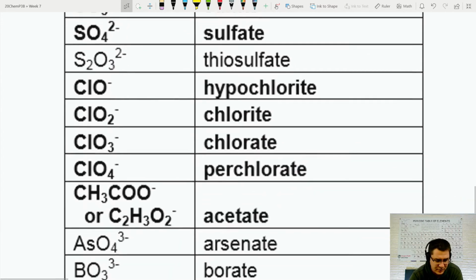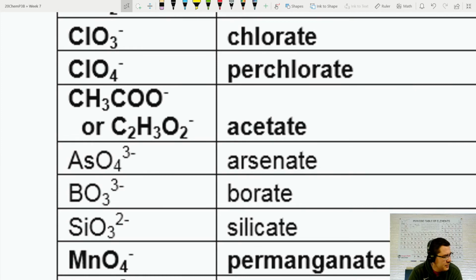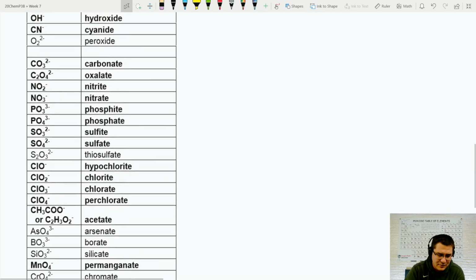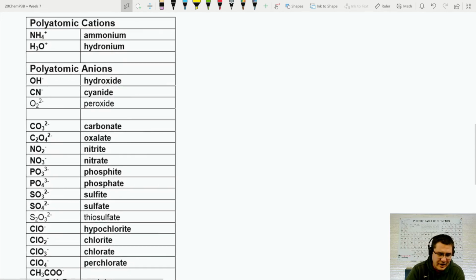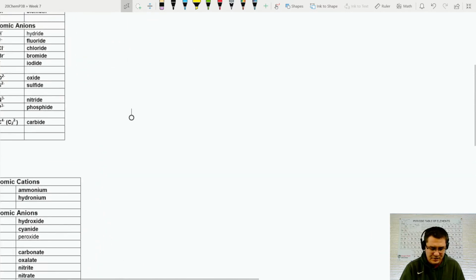Let's see if we've got a different one. Arsenate, right? Arsenate has a 3 minus charge. And so what these are, are groups of atoms that find some stability and satisfy their electron orbitals by grouping together in little clusters of atoms. So let's go look at that chemical reaction here.